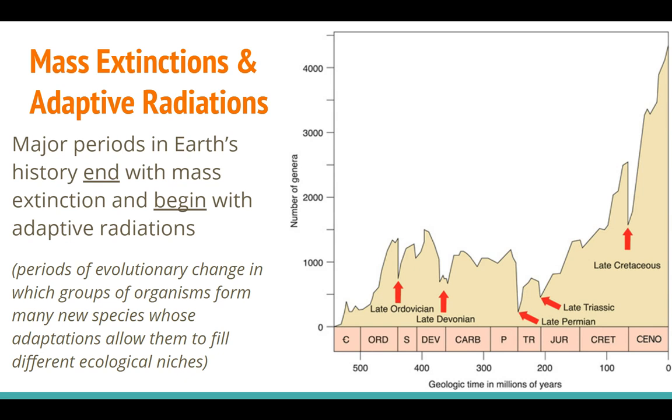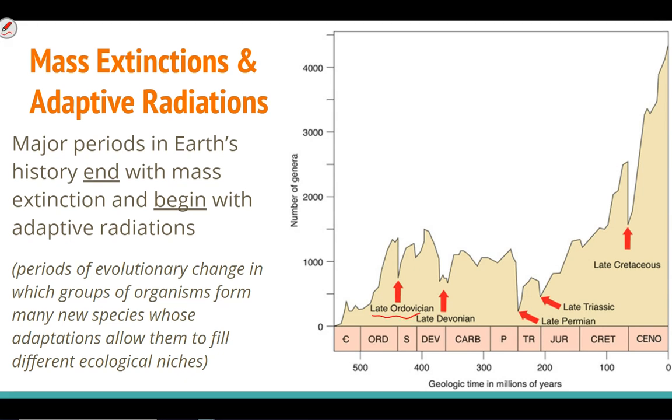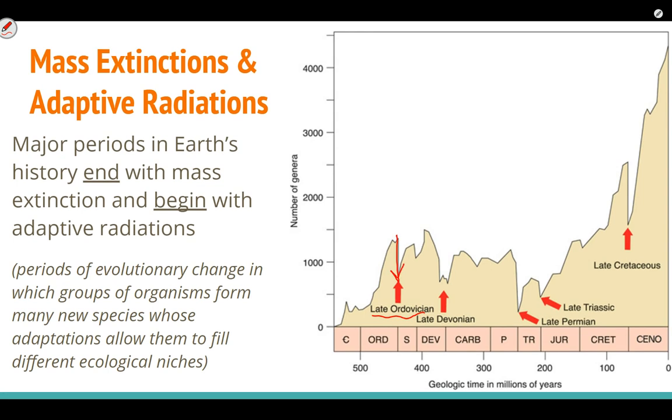At the end of each one, there's a big dip in the number of species. So at the end of the Ordovician, this right here is the extinction of a whole bunch of whatever the main living thing was in most of the environments on Earth during the Ordovician. Many of them were wiped out at that point in time, maybe because of geological movement, maybe because of something else. The causes can be varied.